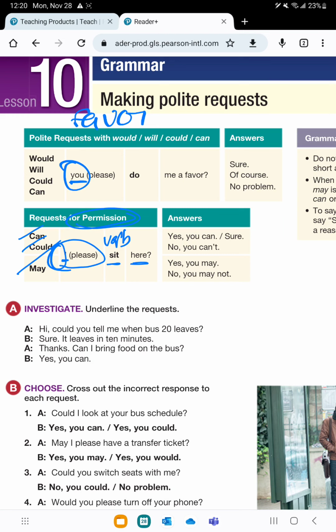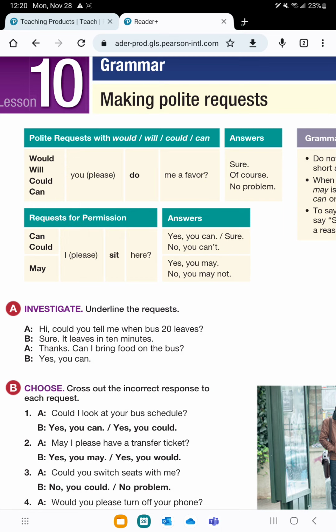And then we look at our answers. So if it's a yes answer, we can say, yes, you can, sure. Or if it's negative, we say, no, you can't. Or yes, you may, no, you may not. One thing I want you to notice here is that whatever way they ask you, if they ask you with can or could, your response needs to include can or can't. So these have to be included in your answer. We don't use could or couldn't. We just say can or can't. For can or could, doesn't matter. If they ask you with may, then we put in our response may as well. Yes, you may. No, you may not.